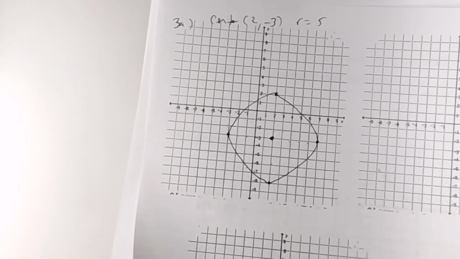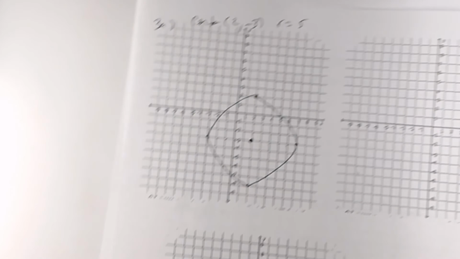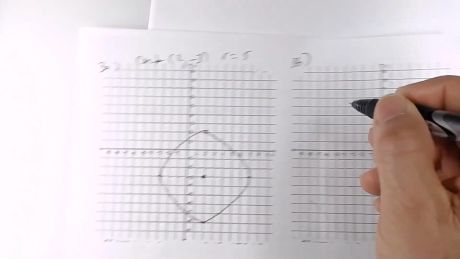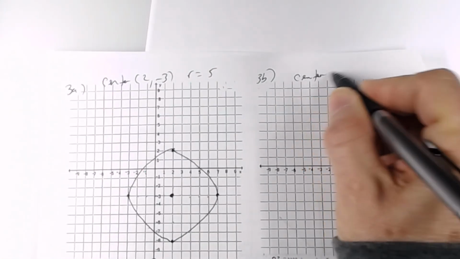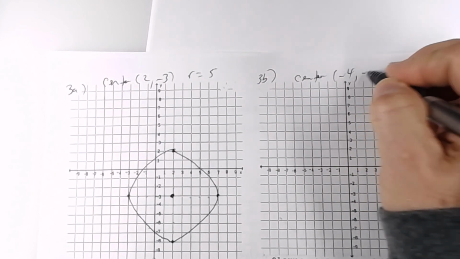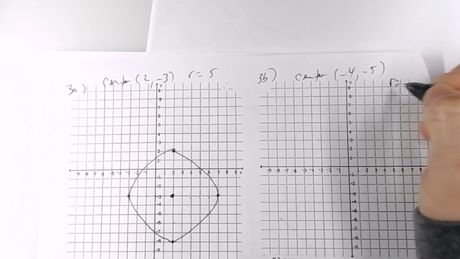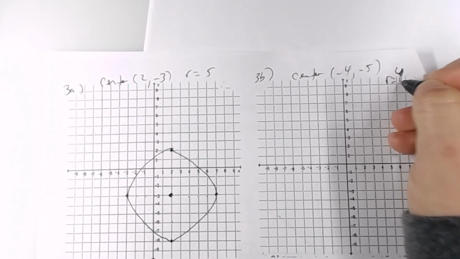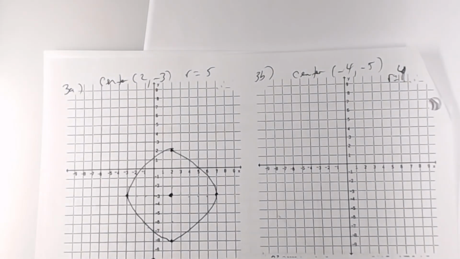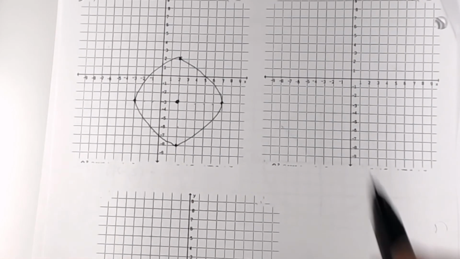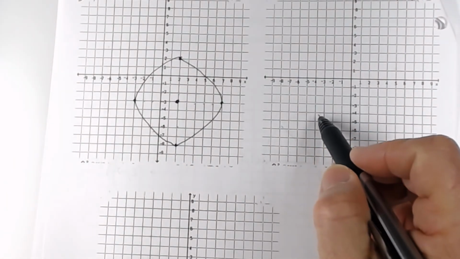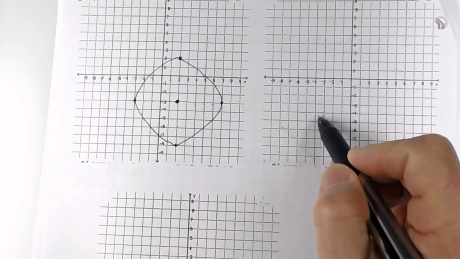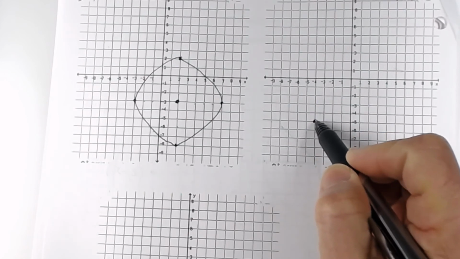Okay, so the other one was 3B. So 3B, what was the center? -4, -5. And what was the radius? 4. Okay, the radius is 4. So what do I plot first? The center. So -4, -5 is in the third quadrant. So that's back here. -4, -5.